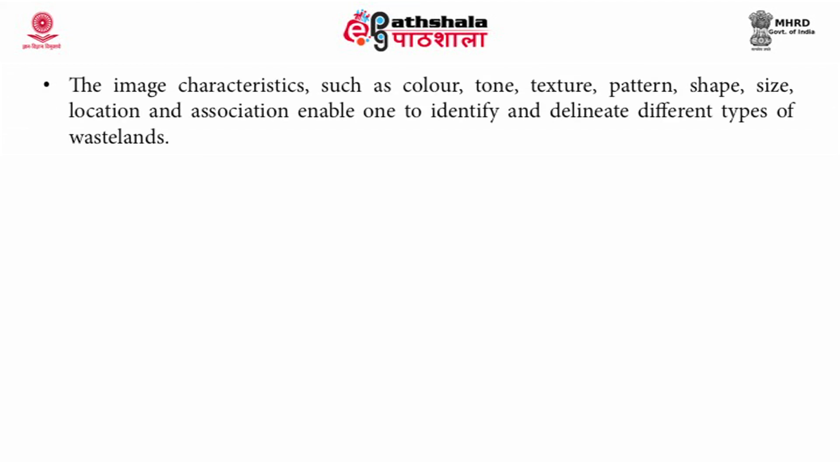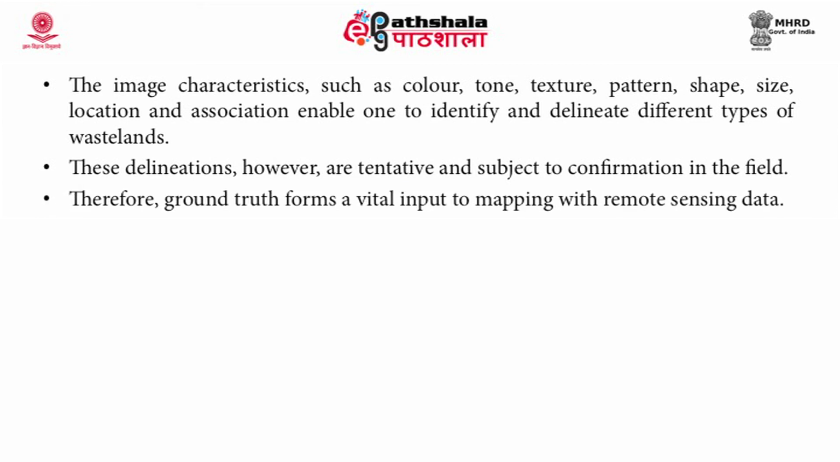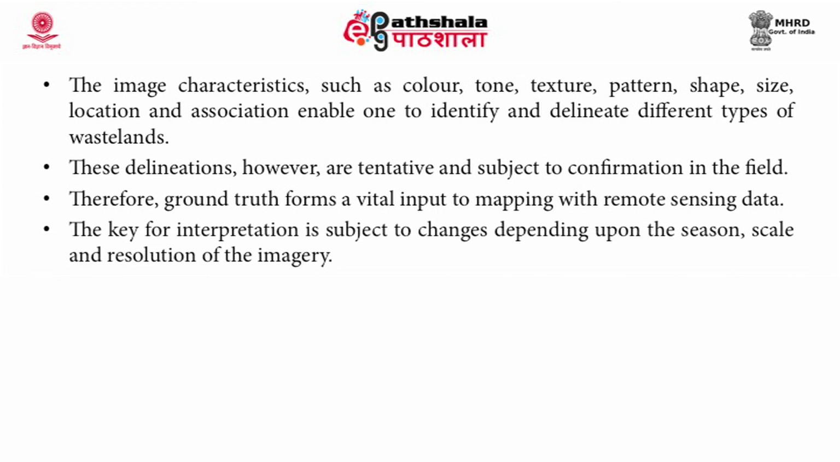The image characteristics such as color, tone, texture, pattern, shape, size, location and association enable one to identify and delineate different types of wastelands. These delineations, however, are tentative and subject to confirmation in the field. Therefore, ground truth forms a vital input to mapping with remote sensing data. The key for interpretation is subject to change depending upon the season, scale and resolution of the image.